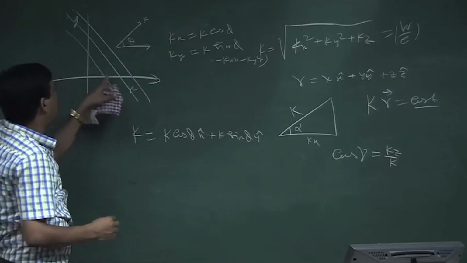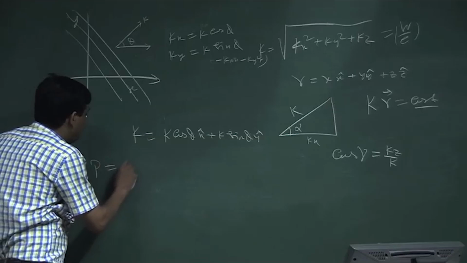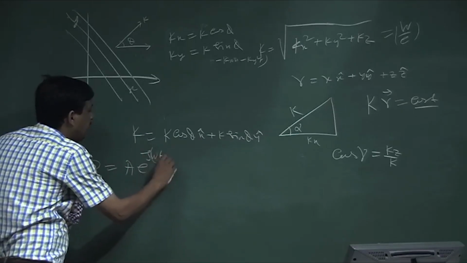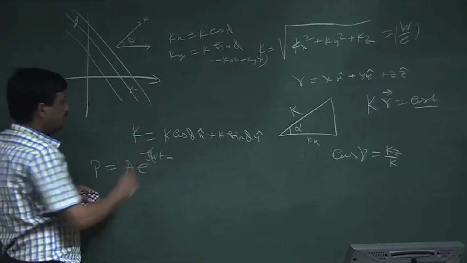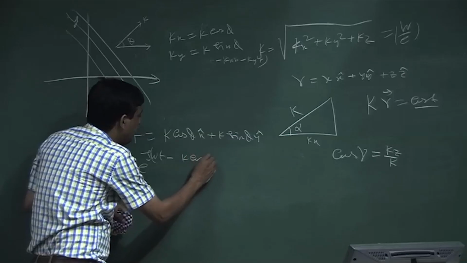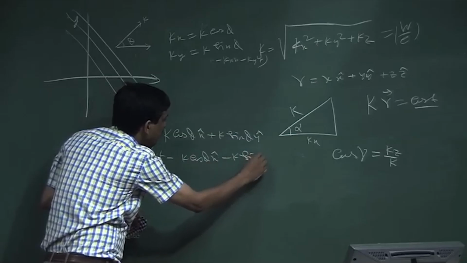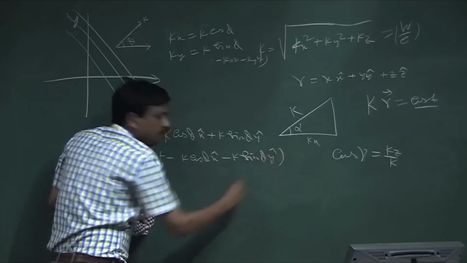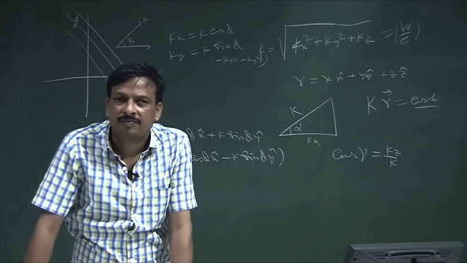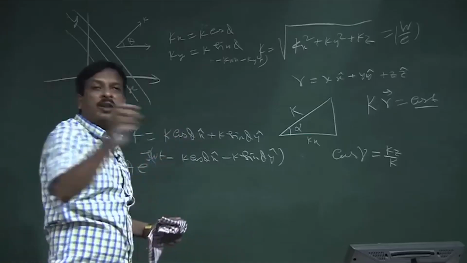So, what is the plane wave equation? It is nothing but p is equal to A e to the power j omega t minus k cos phi in the x direction minus k sin phi in the y direction. So, I get the equation of propagation. That way we can derive the plane wave propagation equation.